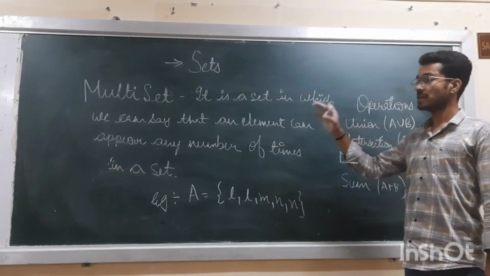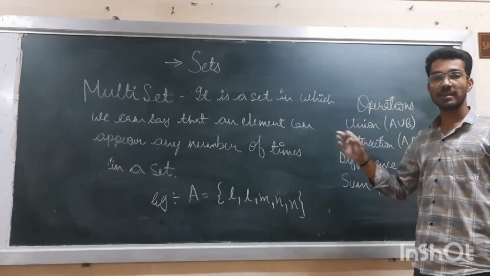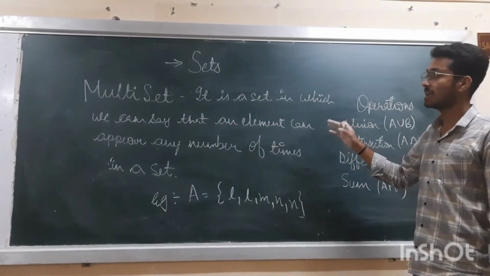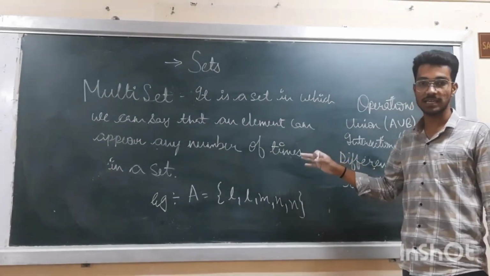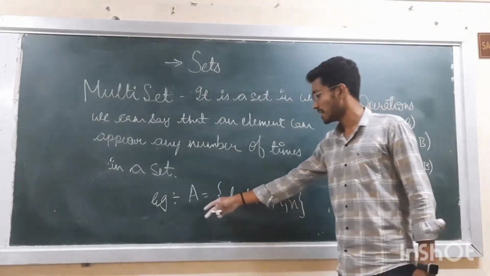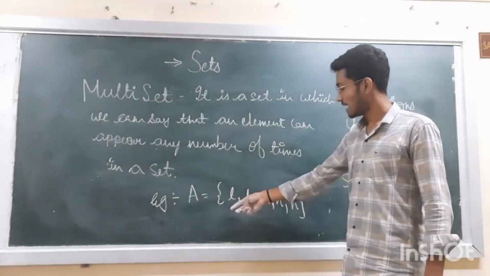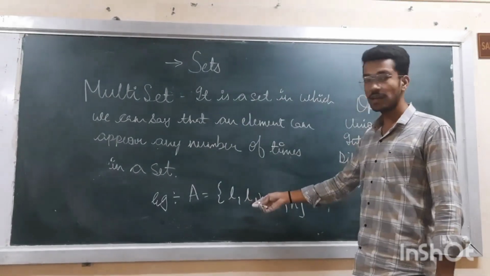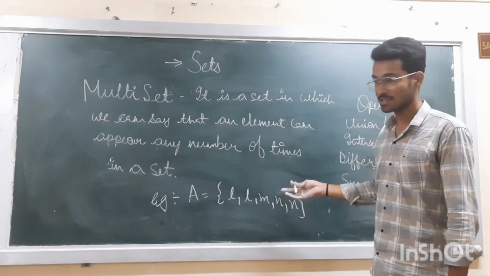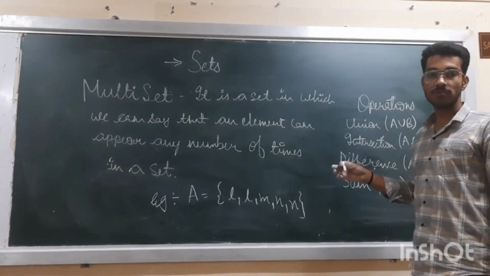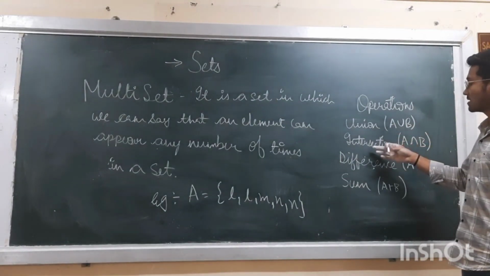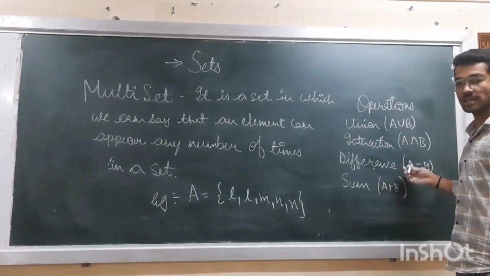Our second topic is multiset. The definition of multiset is that it is a set in which an element can appear any number of times. For example, if we take set A, in this we can see that L, M and N are elements, and we can see that L is appearing more than once. We can perform multiple operations on multisets. The operations are union, A union B, intersection, A intersection B, difference, A minus B, and sum, A plus B.